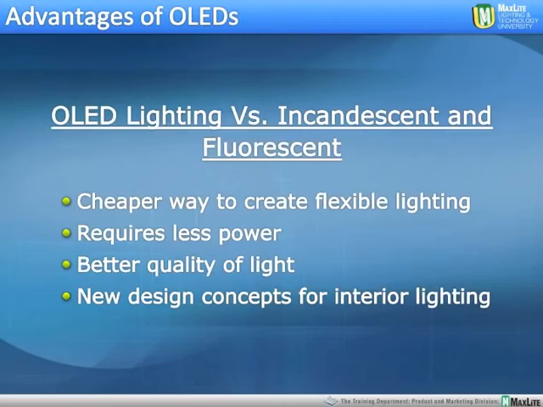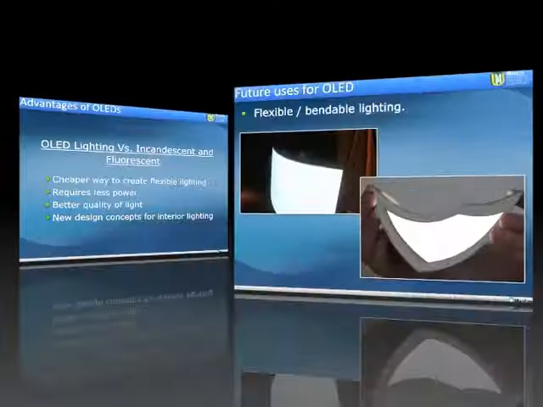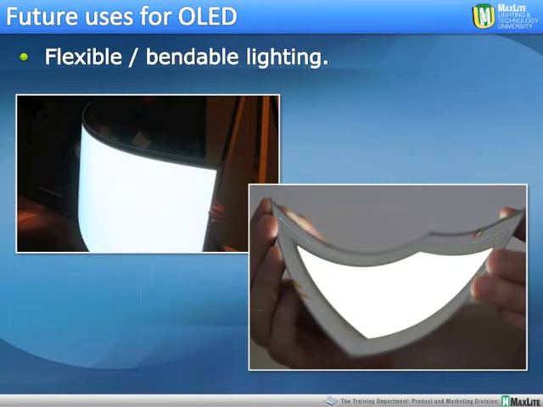It's a better quality of light. It's inherently high CRI, or high color rendering. The quality of this light is better than where fluorescent started and is better than where fluorescent is today. And new design concepts for interior lighting using this flat, thin, flexible material is just absolutely inevitable. A flexible bending light. Think of the applications.